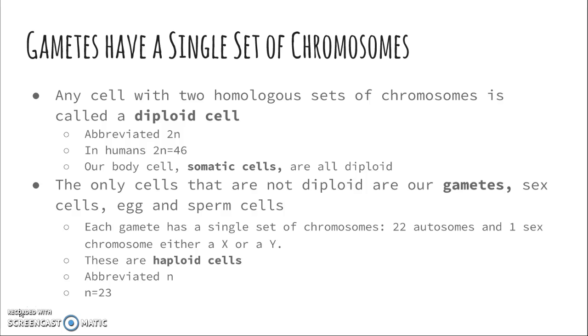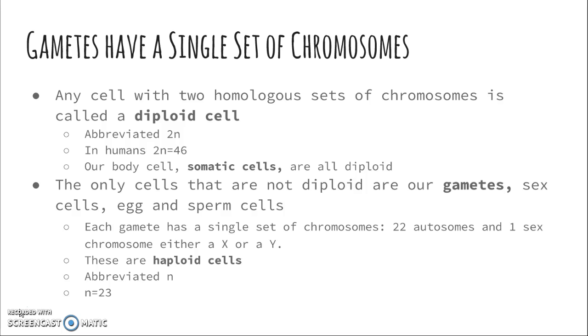Any cell with two homologous sets of chromosomes is called a diploid cell. So that's anything that is in your body that is not a reproductive cell. So we abbreviate that 2N. And in humans, 2N equals 46. So we have 46 chromosomes in our diploid cells. So our body cells, or somatic cells, are all diploid. So any cell besides an egg or a sperm is a somatic cell.